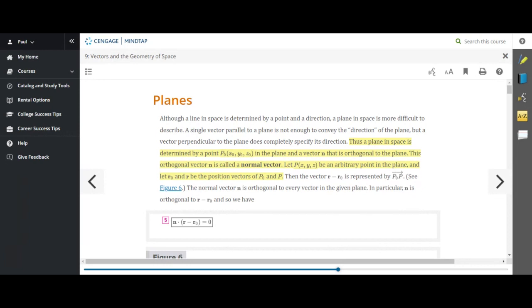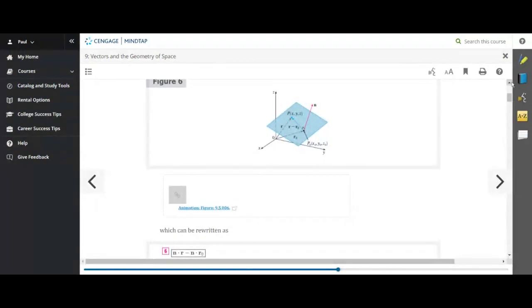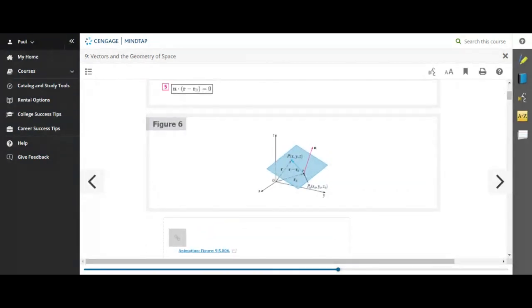But we can look at a plane in another way. If we knew a point on a plane and we had an orthogonal vector to the plane, a vector that's perpendicular to the plane, that would also uniquely determine the plane. The orthogonal vector n is called the normal vector. So to see a picture of this, look here at figure 6.